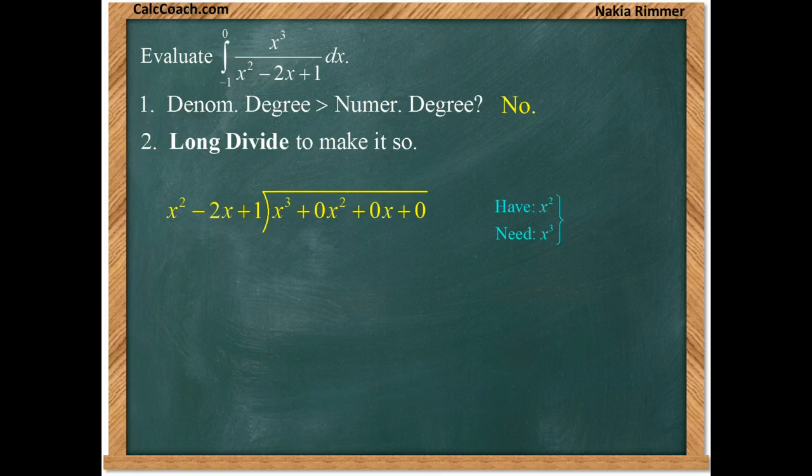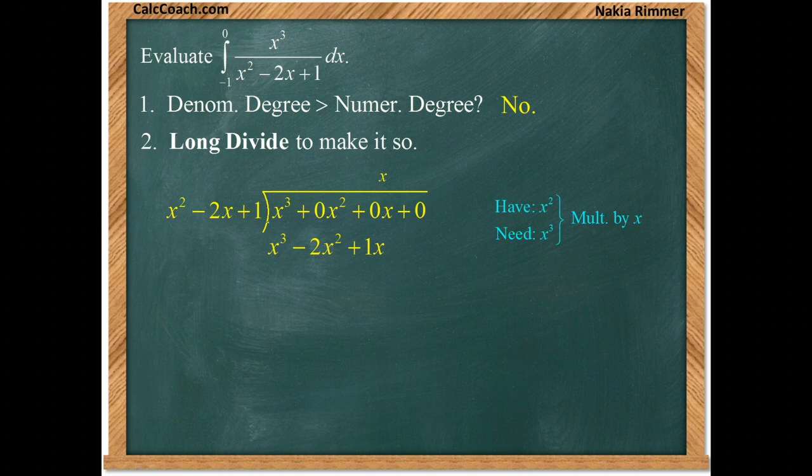You have x squared and you need x cubed. What do you need to multiply by in order to get it? Well, we need to multiply by x. So that goes up top here. And then you distribute that to the other parts that are on the outside. Multiply it out. Get x cubed minus 2x squared plus x.